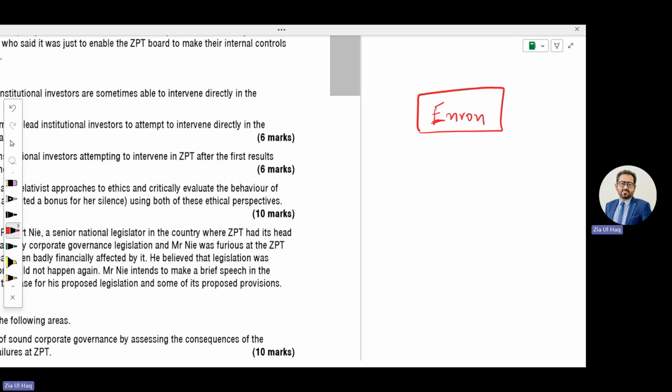Enron was an energy producer company in the USA. In 2001, while preparing financial statements, the directors committed fraud in the financial statements. They omitted $7 billion of liability from the financial statements.